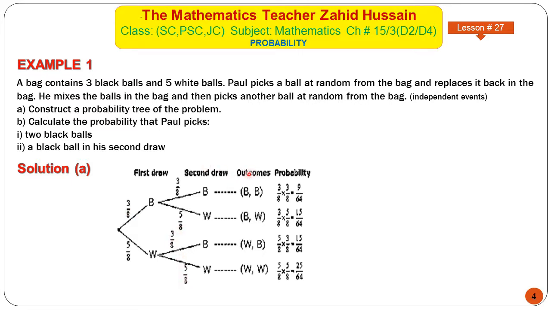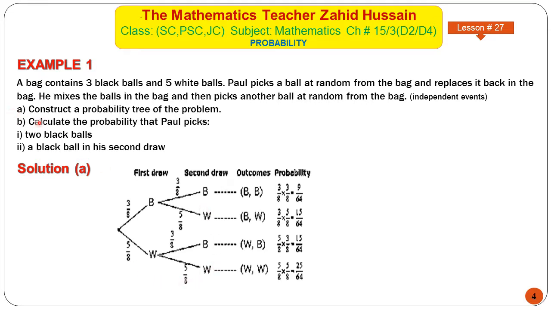You can write the outcomes. The first outcome is first black ball and second black ball. First black ball and second white ball. Or first white ball and second black ball. Or first white ball and second white ball also. The probability of the first black ball is 3 by 8 and the probability of the second black ball is 3 by 8. If we multiply these, we get 9 by 64. So this is what the tree diagram is.